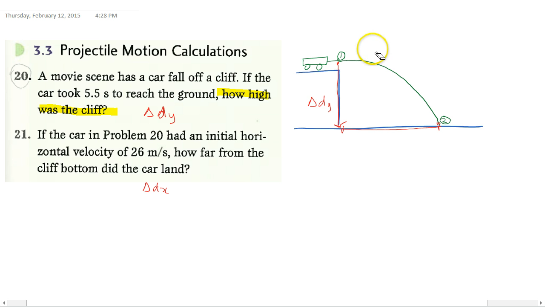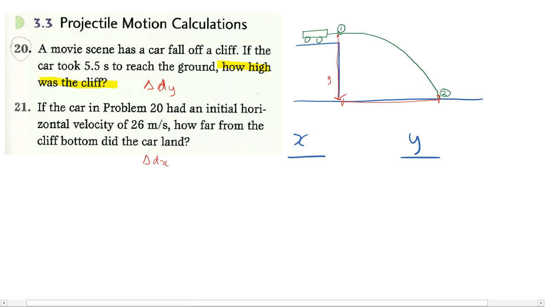In solving this question, and maybe I'll erase some of this stuff just so that we can see it better, we're going to do what we normally do, which is separate the motion into the x and the y components. So we'll have the x here, and then the y over here. Now let's fill in everything that we know. First of all, it says it took the car 5.5 seconds to reach the ground. So the delta t, the time, belongs on both sides. That's the only thing that's on both sides. This is 5.5 seconds here, and delta t equals 5.5 seconds here.